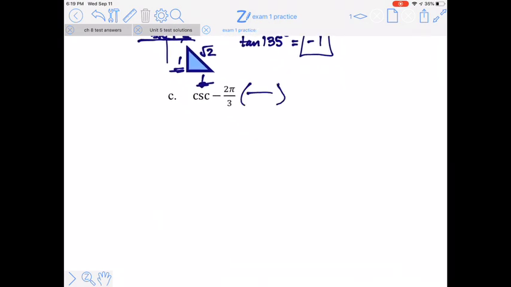Alrighty, 2 pi over 3. I'm assuming we're going to want to take that out of radians. No, just leave it in radians. There's no problem. We love everybody, right? We don't discriminate. So 3 into 180 is 60, and then 60 times negative 2 is negative 120. So really we're talking about the cosecant of negative 120 degrees.